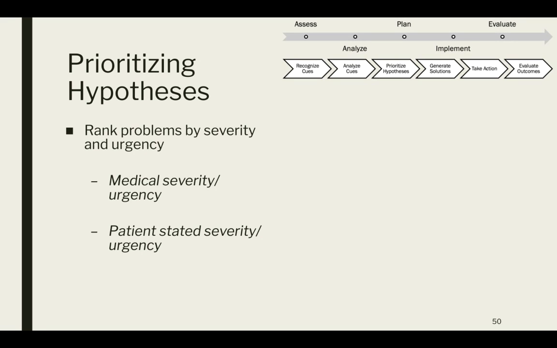We are going to think about our first level. These are going to be our actual problems, right? This is patient stated. We're looking at the patient stated severity, how urgent it is to them, how much it matters to them. These are our actual problems. Second, here is going to be our safety issues. And then our third priority is going to be health promotion.